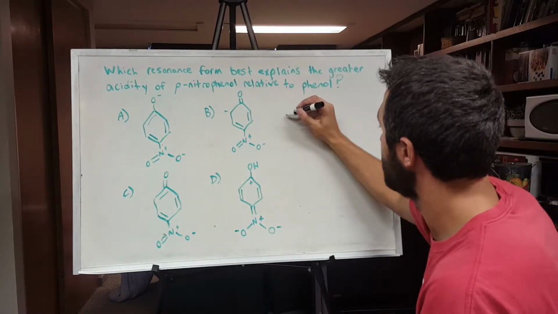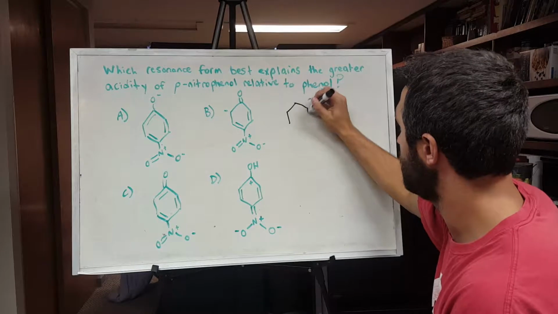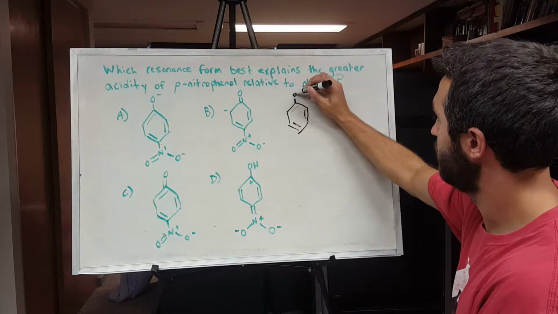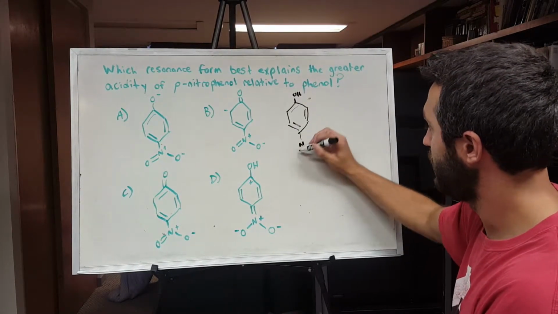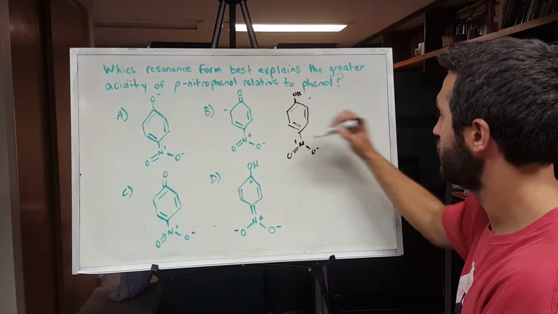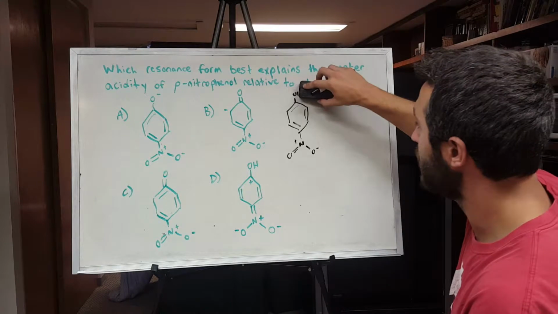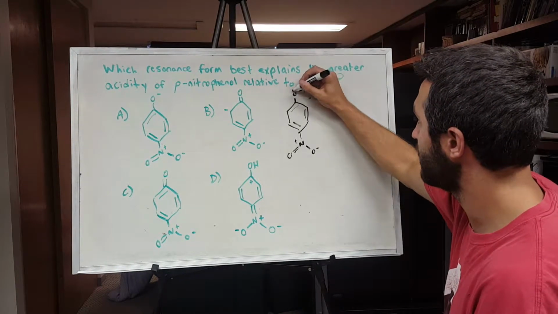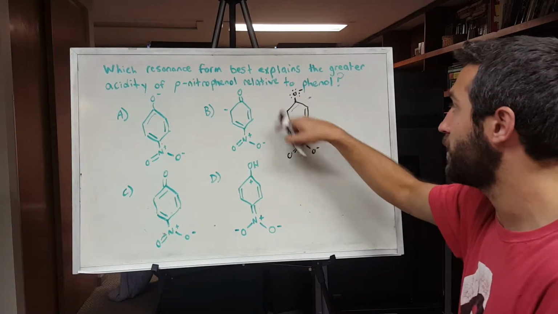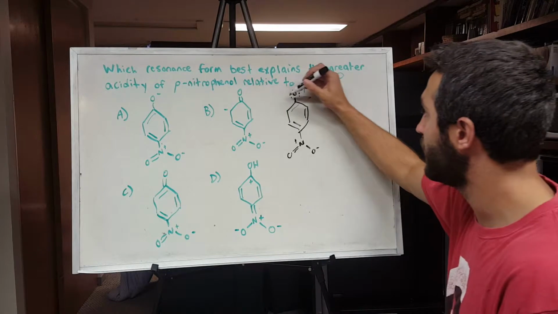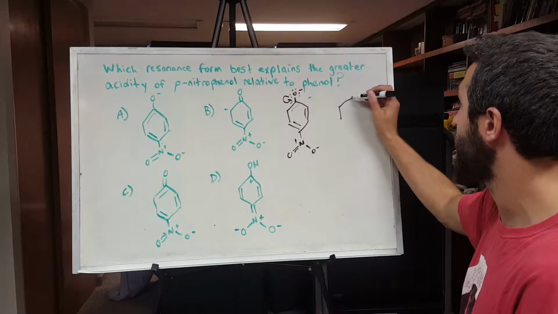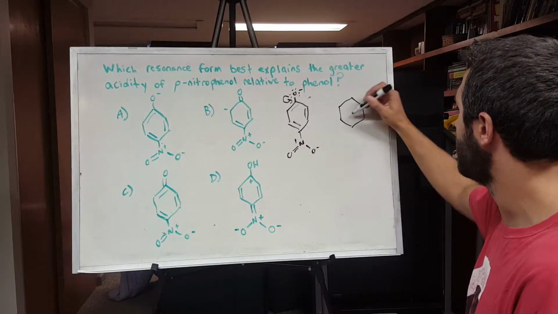So here's para-nitrophenol. This guy will lose his proton, and a minus charge comes up here on the O. The more we can delocalize this minus charge on the O, the more stable this will be. So of course we can delocalize this here, and let's right away compare it to phenol. Let's do it side by side.